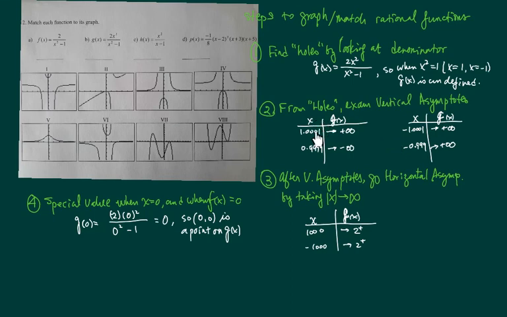Second one we do is right around the holes, so that's 1 and minus 1. We're going to take a value on either side of 1 and either side of minus 1, and we see what happens to the function. That gives us what we call the vertical asymptotes.